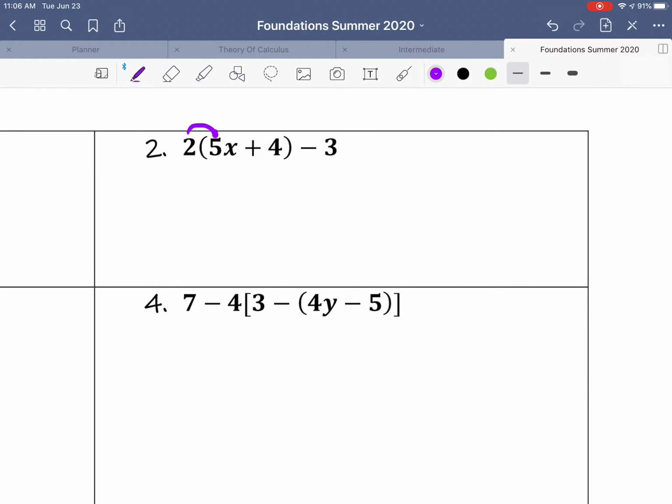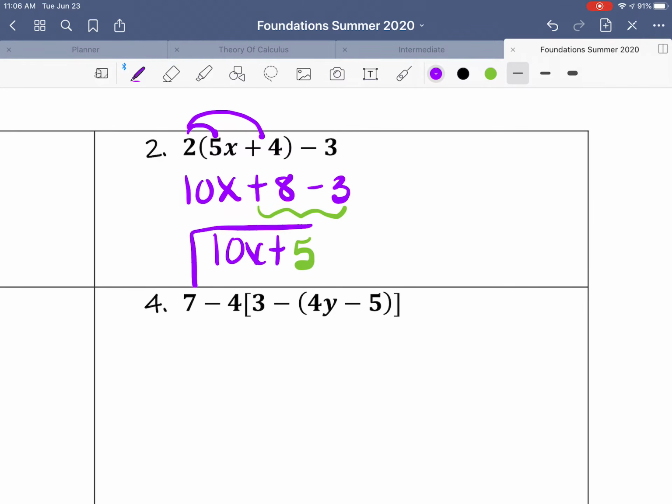Number 2, we have this 2 here, so we're going to distribute 2 times 5x, 2 times 4. And then I need to bring down this negative 3. And these are like terms, so I can add them together. And that's done. That's an x. There we go.